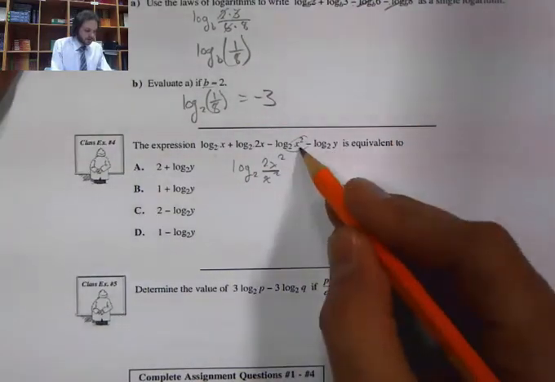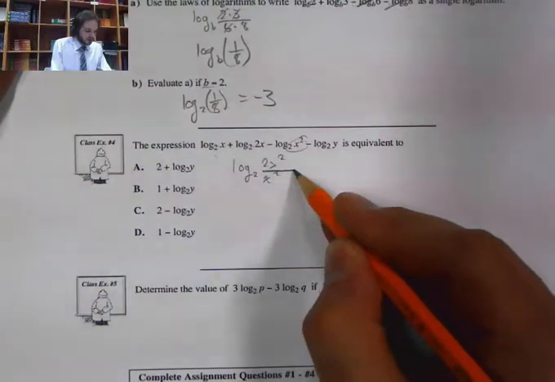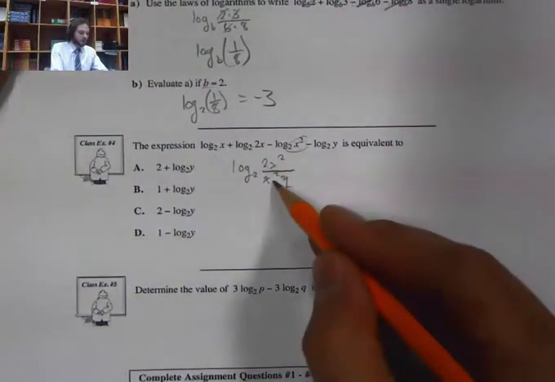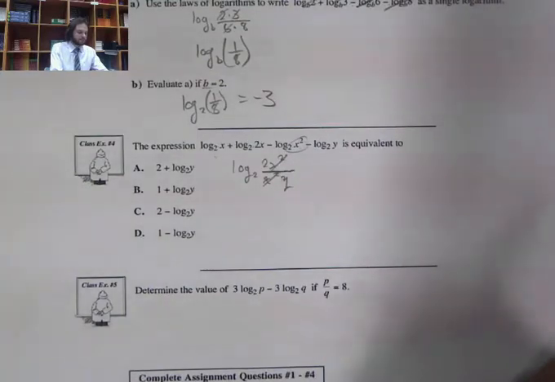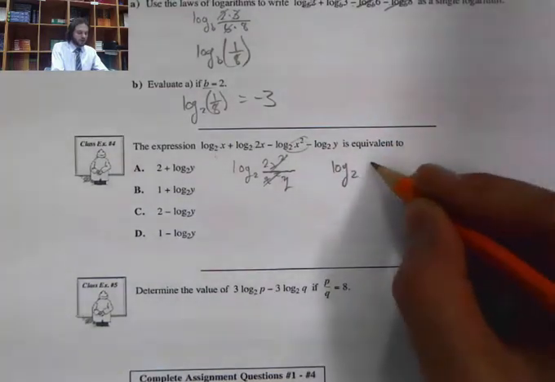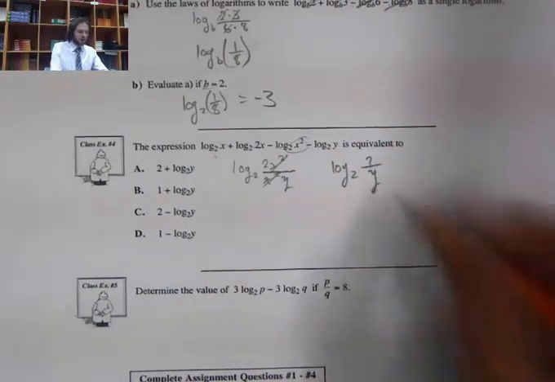Okay, so that's division. Then we subtract y. Now I look at this, we're going to have this and this. Those cancel off, don't they? So I'm left with log 2, and we have 2 over y.